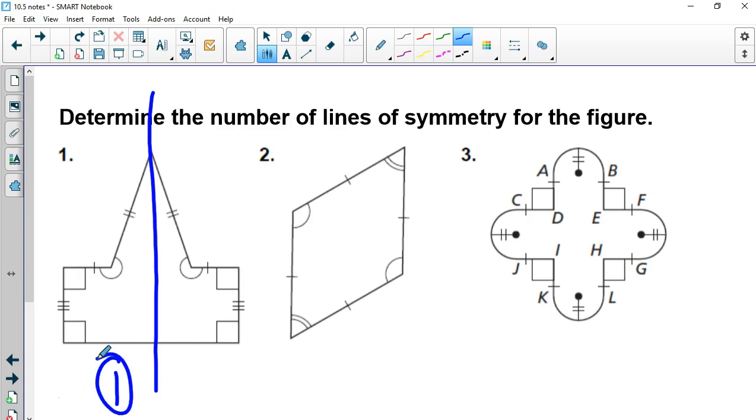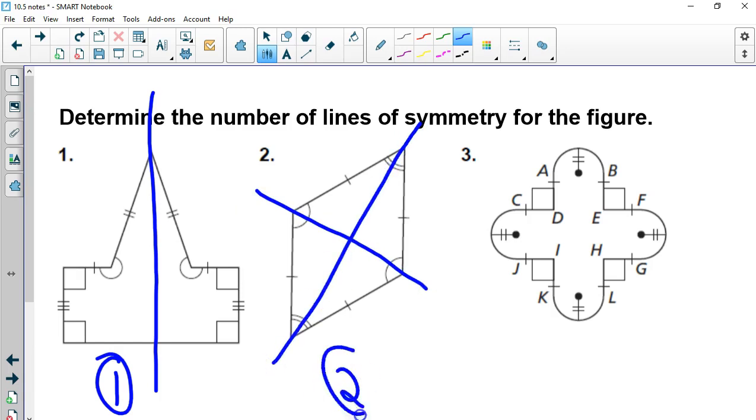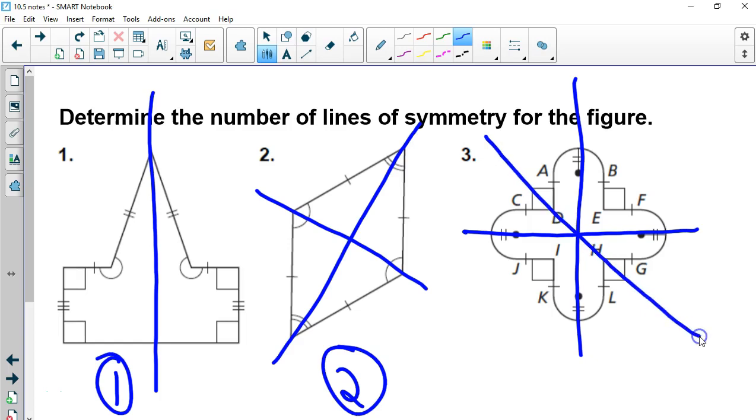For this one, since the opposite angles are equal, I could fold it this way. I could also fold it that way. So 2. This one I could fold straight down the middle, left to right. Could fold it top to bottom. I could also, if I folded it diagonally like so, or diagonally like so, it would match up. So that is 4.